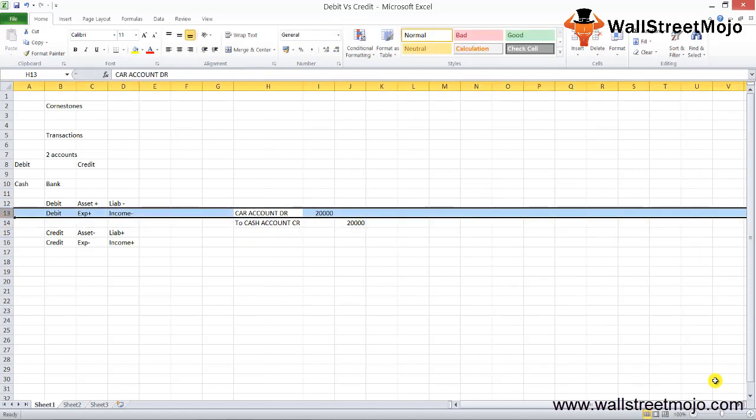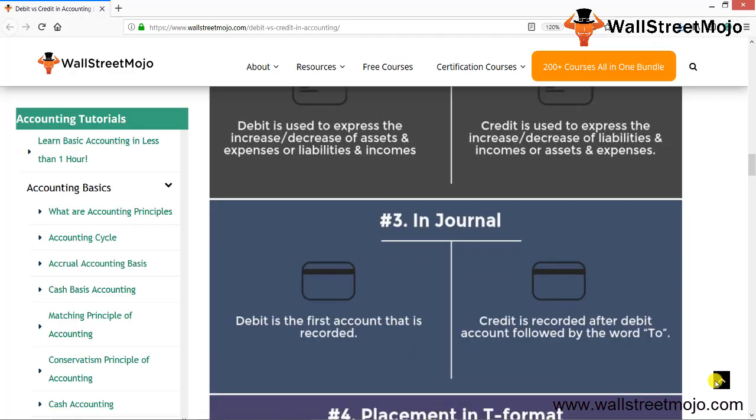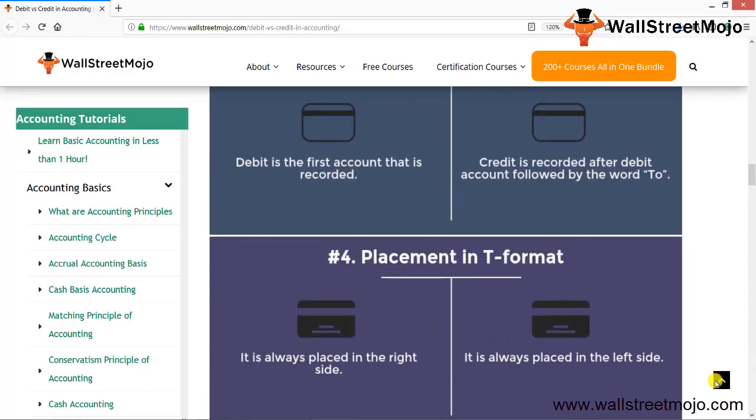The cash is going out, and over here the car as an asset is coming in to your balance sheet. That's the difference. So this is how it is recorded in the journal entry. The fourth point of difference is the placement in T format. Credit is always placed on the right hand side, and debit is always placed on the left hand side.